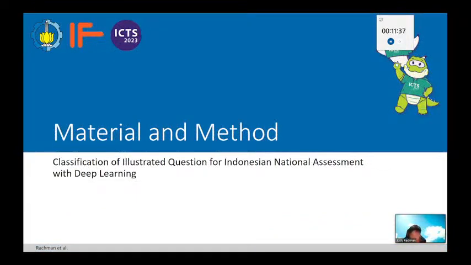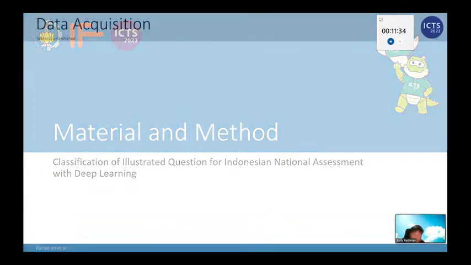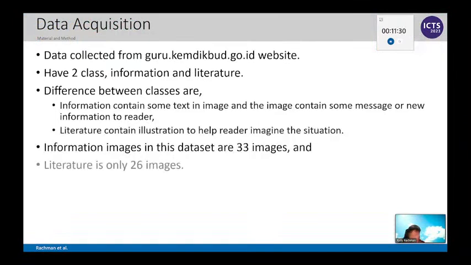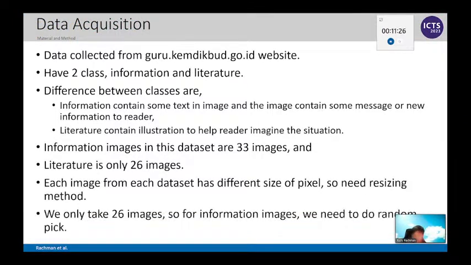And next, we are going to the material and method. Next slide, please. The first is data acquisition. The data are collected from the gurukemdikbud.go.id website and have two classes, information and literature. The difference between the classes is that information contains some text and an image containing a message to the reader, and literature contains an illustration to help the reader imagine the situation. The information images in this dataset number 33, and literature only 26. Each image has a different size, so we are not resizing them, and we only take 26 images for each class, picked randomly for information.